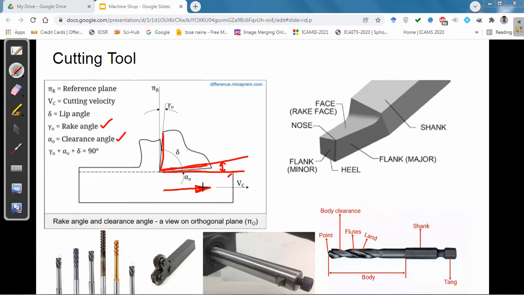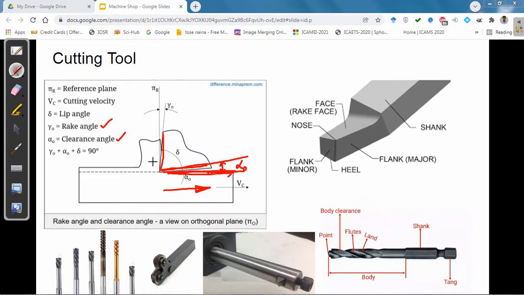Otherwise what will happen, the tool surface will slide over the job surface, and ultimately this is the finished part of the job. You observe, this is the finished part of the job. So ultimately the job will get damaged, its dimensional accuracy will be sacrificed. So this angle is very, very important, which is called the clearance angle.